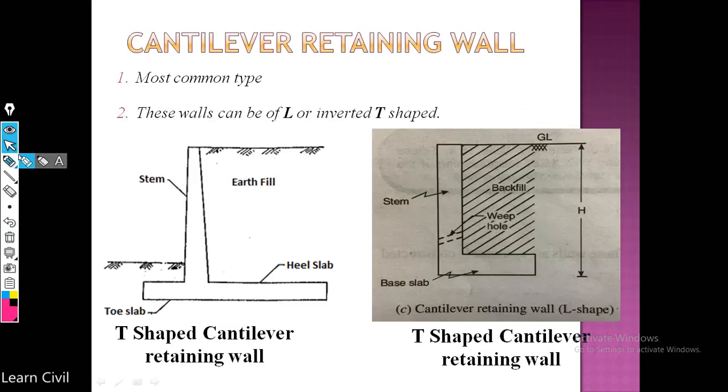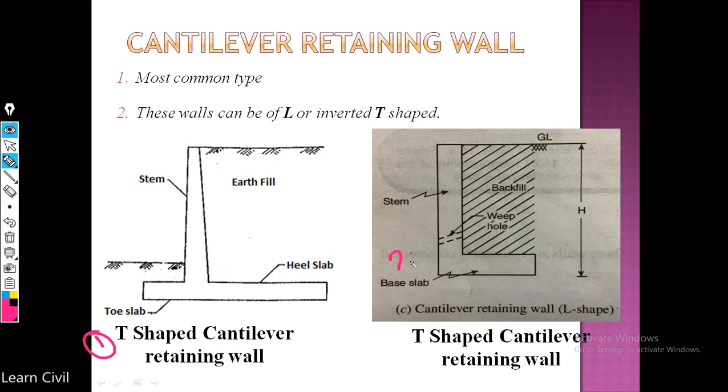Second type of retaining wall is a cantilever retaining wall. This is the most common type of retaining wall, and there are two different types of cantilever retaining walls. The first one is the T-shaped retaining wall. You can see here it is an inverted T-shaped retaining wall. It is a T-shape, but the only difference is that it is inverted.